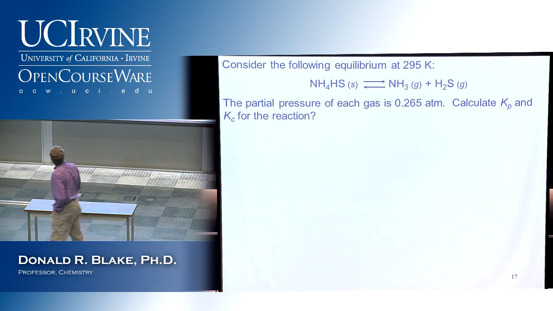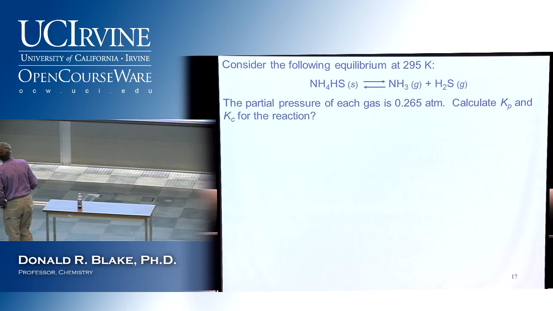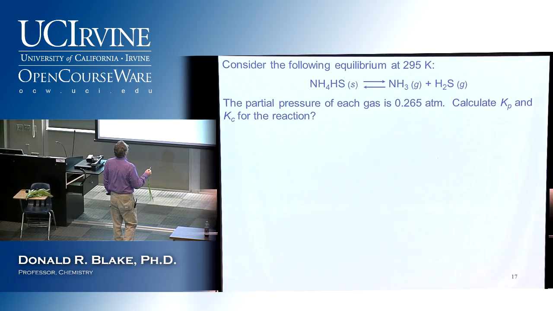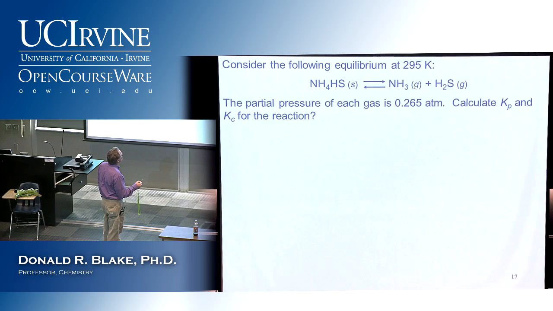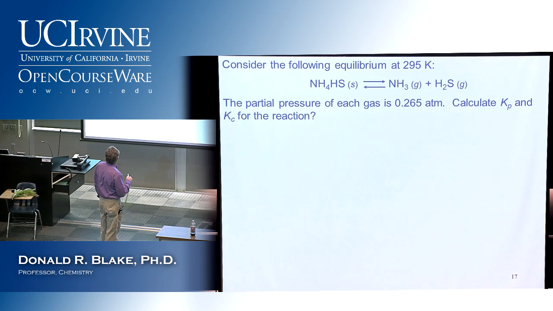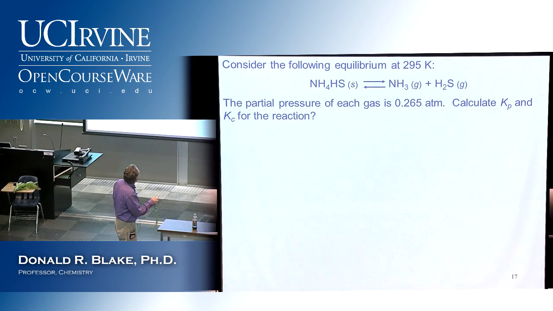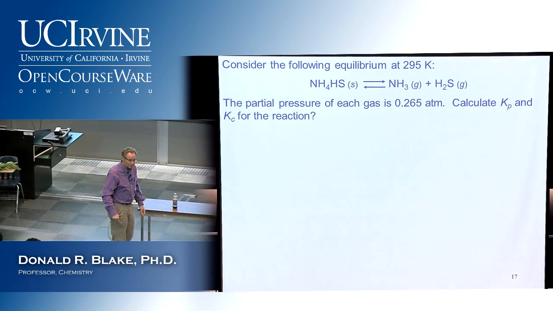It says, consider the following equilibrium at 295 K. NH4HS solid is in equilibrium with NH3 gas plus H2S gas. The partial pressure of each gas is 0.265 atmospheres. Calculate the K sub P and K sub C for the reaction. So folks, if you're asked this, you have to know that these are the equilibrium partial pressures.